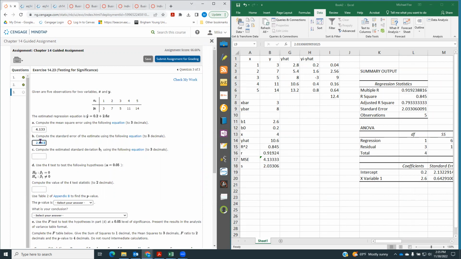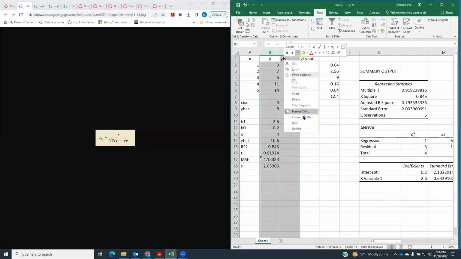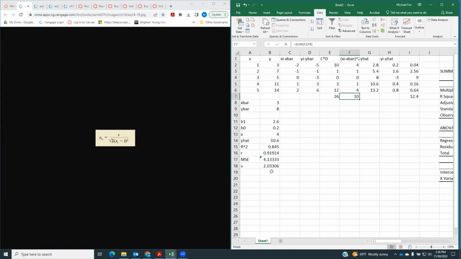All right, then it wants the estimated standard deviation of B sub 1. So we can do this equation. The S of B sub 1 is S, which we just calculated, divided by the square root of the sum of X minus X bar squared. So we actually figured that out earlier. It's one of those that I hid because it was kind of being a pain to see. So I'm going to unhide for a minute here. So we have our X minus X bar squared, and the sum of that is 10, right?